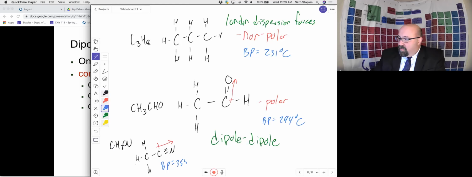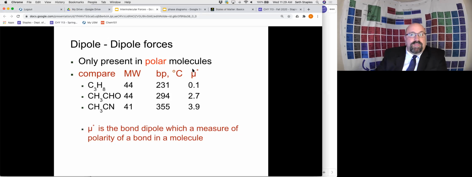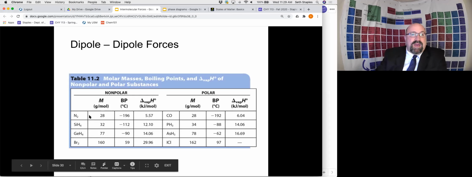And we're not going to worry about that as much for this course, but I did want to just point it out that this stronger dipole that exists with CH3CN leads to an even stronger force holding the molecules together and even higher boiling points. And that's what this mu is right here. It's the strength of that dipole, which is a measure of the polarity that exists. And these are just some comparisons between non-polar molecules and polar molecules that are of roughly the same size, and we can see the similar pattern.